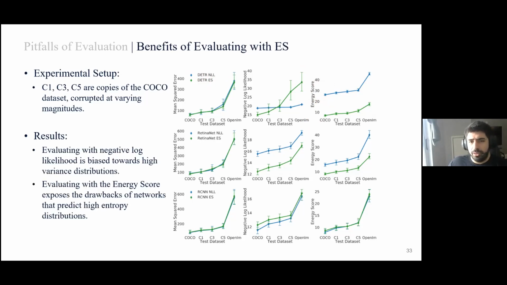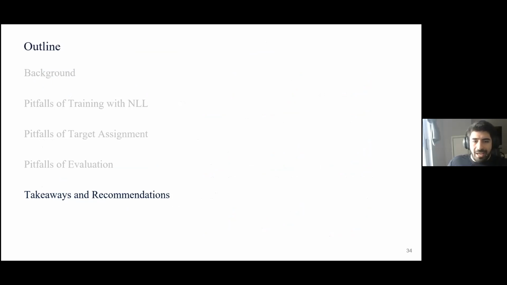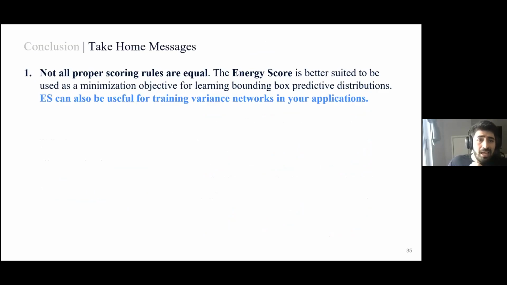In general, we recommend that you use both to evaluate, and the full evaluation protocol again is in the paper if you're interested. I will end with some takeaways and recommendations for people who are interested in object detection and for the general audience. The first take-home message is that not all proper scoring rules are equal. The energy score is better suited to be used as a minimization objective for learning bounding box predictive distributions, and it might be useful for training variance networks in your own application that requires multivariate regression.